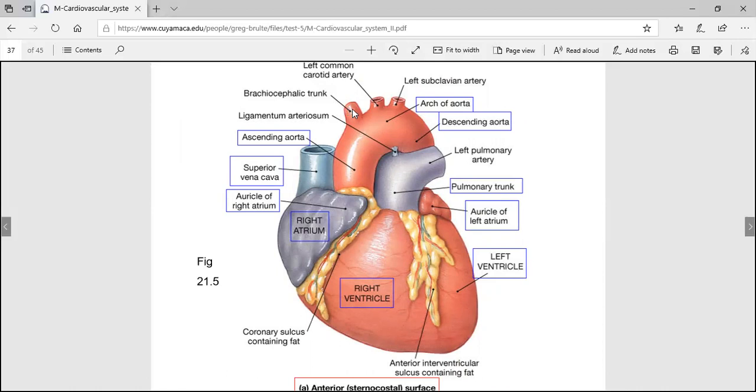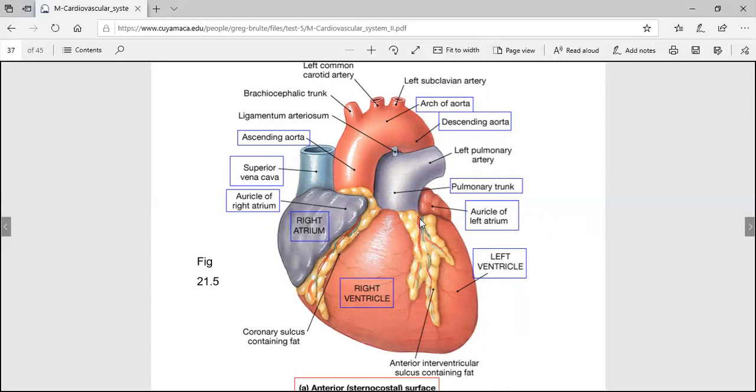Brachiocephalic trunk, that's an artery. Left common carotid, left subclavian. There's my arch. There's my descending aorta. Pulmonary trunk, pulmonary arteries. Superior vena cava, can't see the inferior vena cava. Right auricle of the right atrium. My ventricle is under here, but this shiny layer, that's my epicardium. There's my apex. There's a vessel running here that's kind of important.